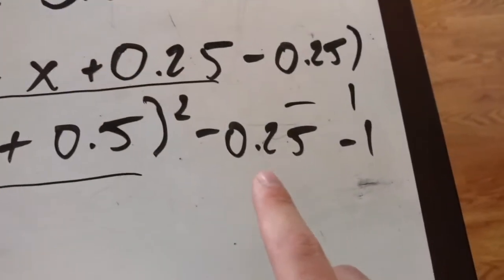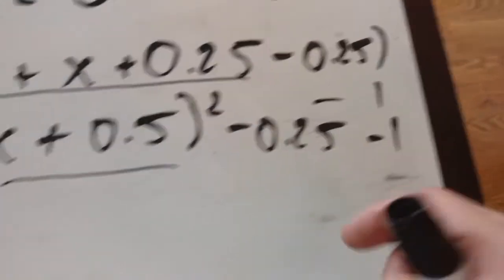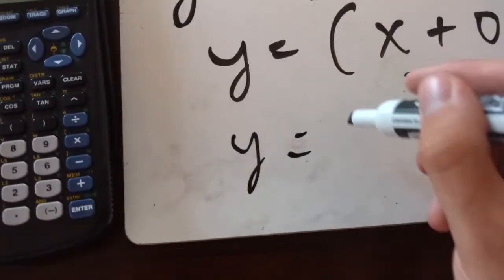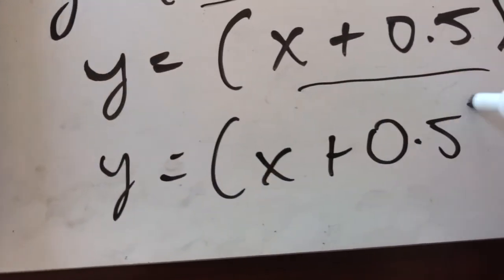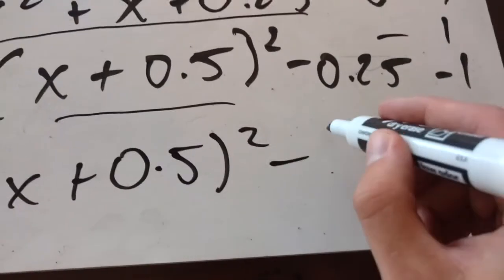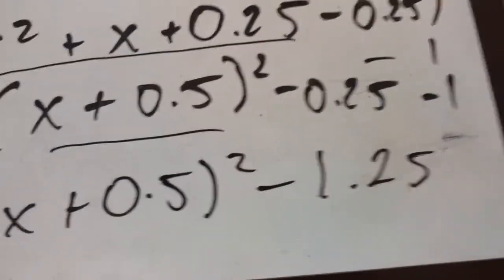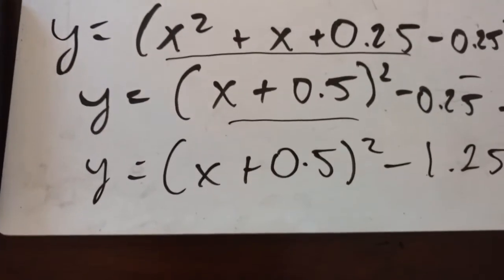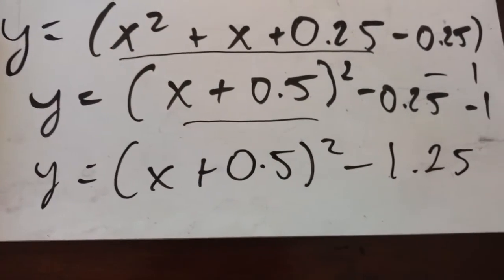Anyway, the last thing we've got to take care of is this minus 0.25 and minus 1. That's pretty easy to combine though, so we're going to have x plus 0.5 squared minus 0.25 minus 1 is going to be minus 1.25. And that right there, that is now in vertex graphing form, and we're done.